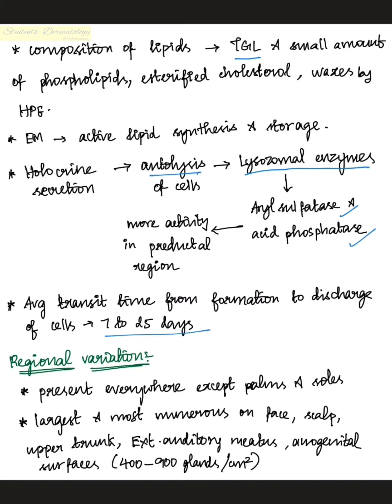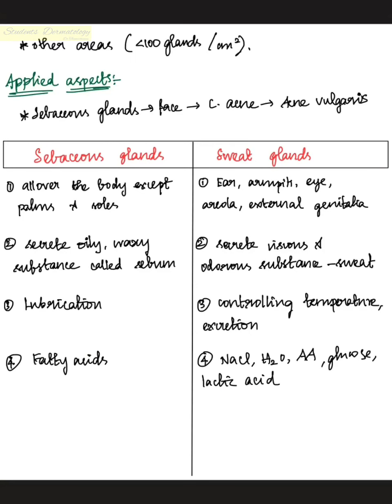Regarding regional variation, sebaceous glands can be present everywhere except the palms and soles, and are most numerous over the face, scalp, trunk, external auditory meatus and anogenital surfaces. In other areas, the glands are fewer. And as an applied aspect, as we know, it plays a main role in acne vulgaris.